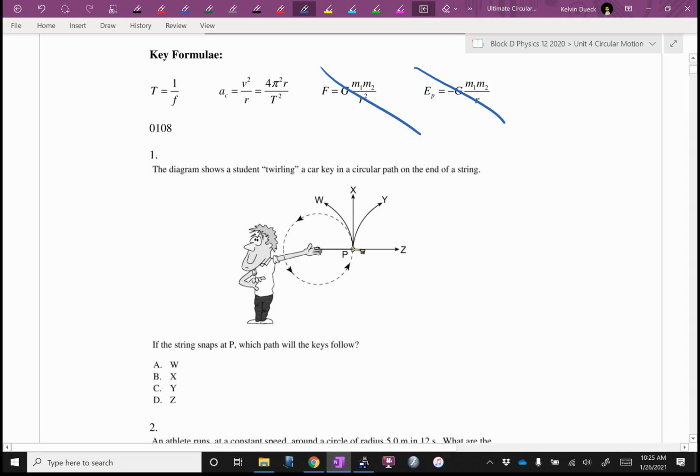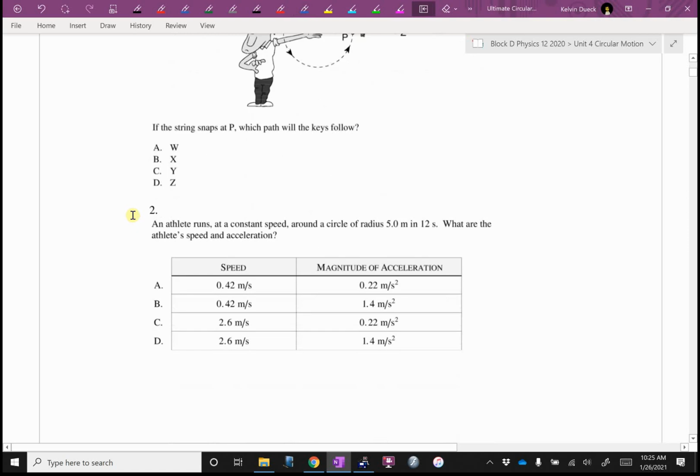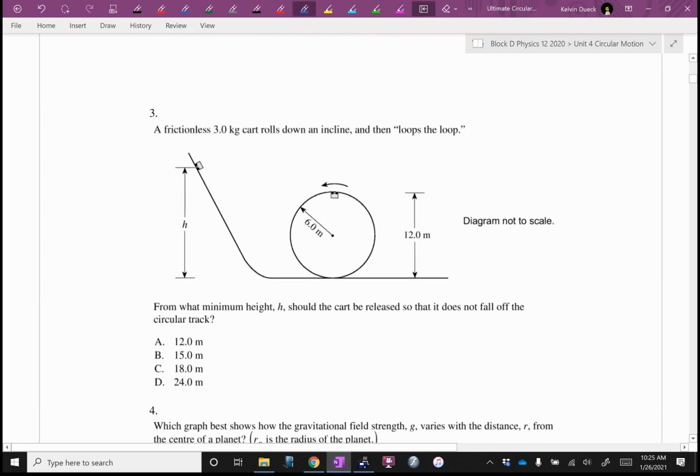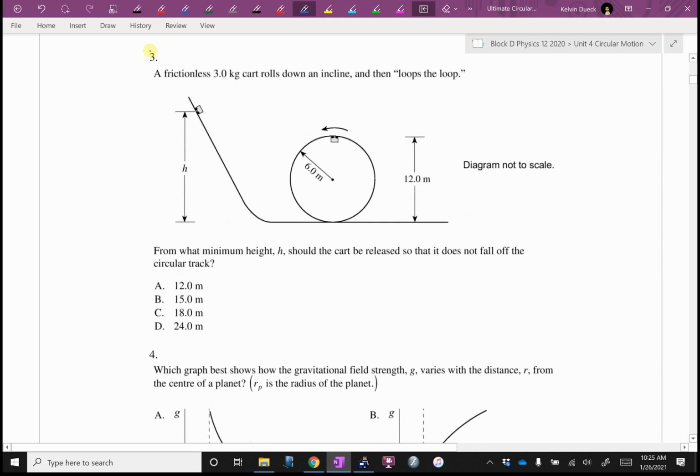Everybody found it okay? I'll wait a little bit longer. 1 is good. 2 is good. 3 you can put a star next to. I'll assign it. It's not on your test, but we just did it. You want the minimum height, it's going to be 2.5 times the radius because we just calculated that.